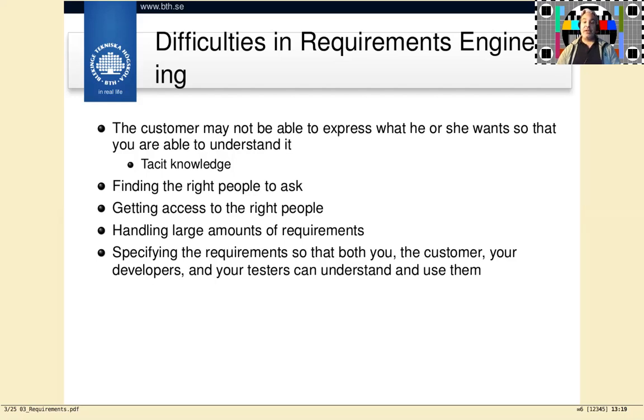And then once you have these requirements and you've decided that these are the requirements that you want to build on, you have to specify the requirements such that you, your customers, your developers, testers, and everyone else can understand them and can use them. And that is an issue in itself.